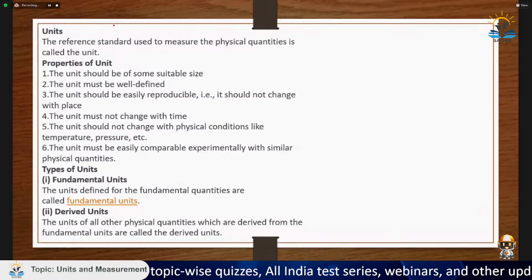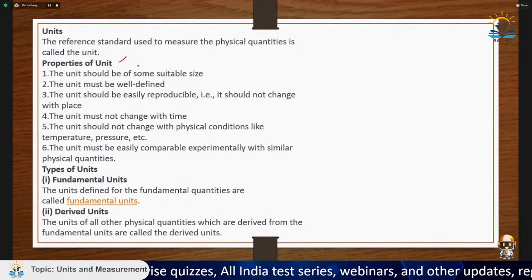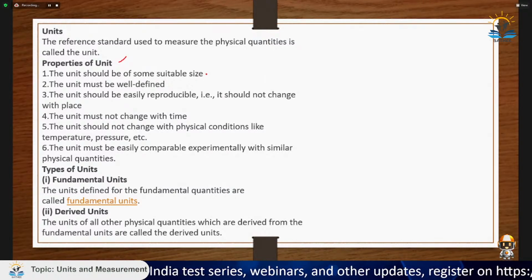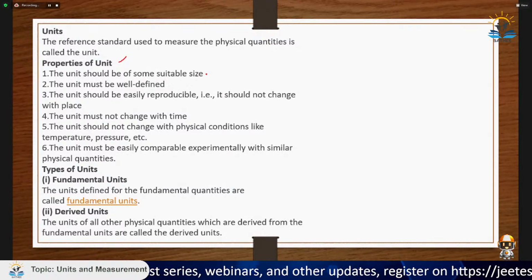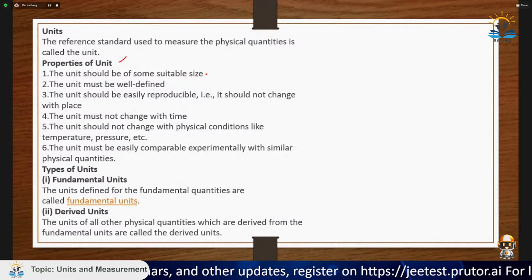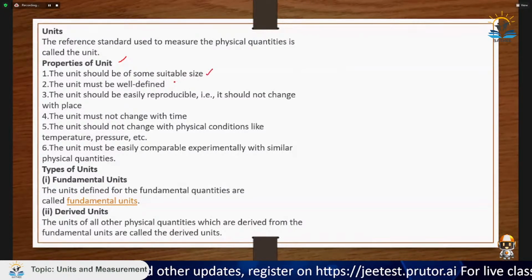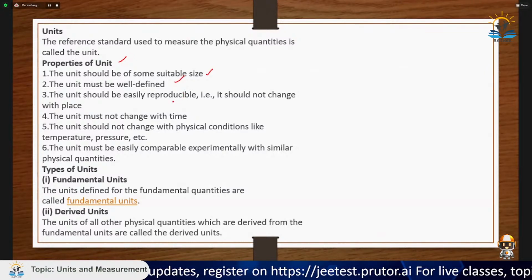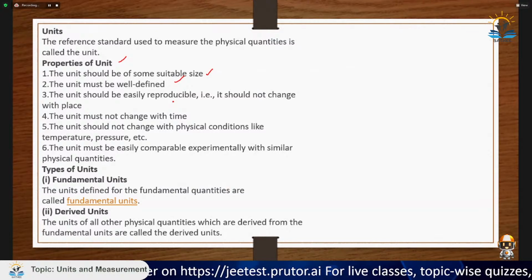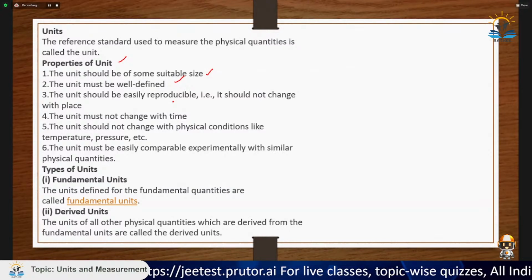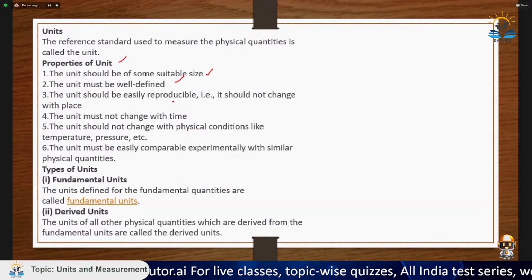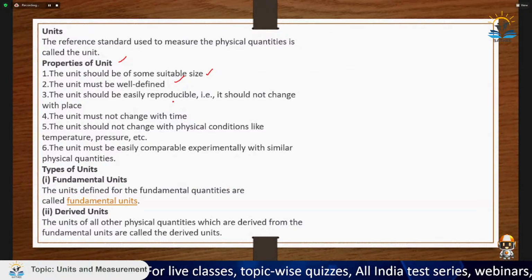Coming on to the properties of units, the unit should be of some suitable size. Like we know that 1 meter is of a suitable length. 1 meter is something very standard, very fundamental. We define 1 meter, we know how much 1 meter is. So units are of suitable size, well defined and easily reproducible. That is, they should not change with anything. They should not change with place or with time. Like 1 meter is 1 meter only. It will not change if you go somewhere else, and it will not change with time.